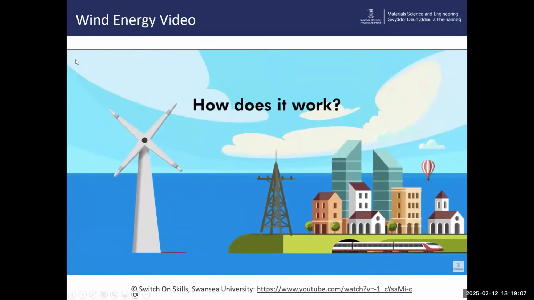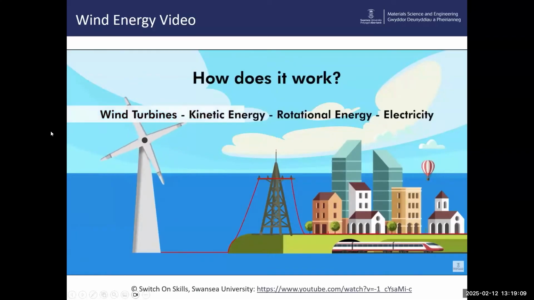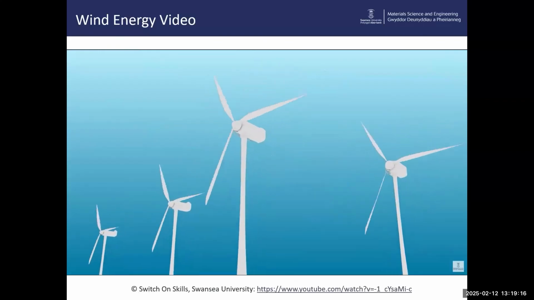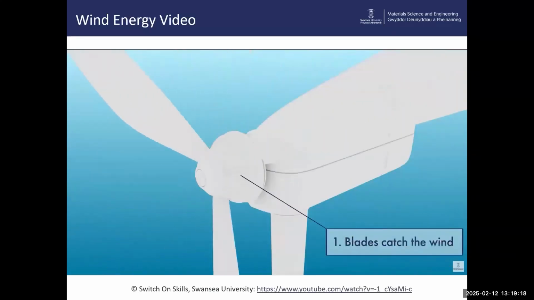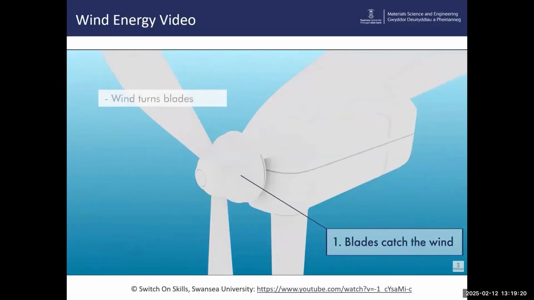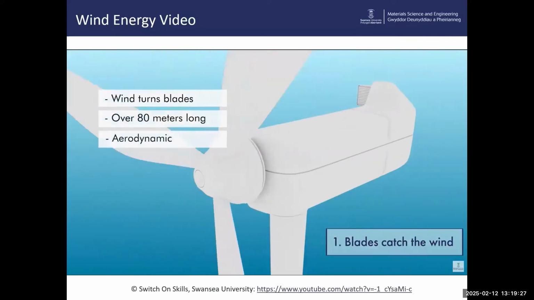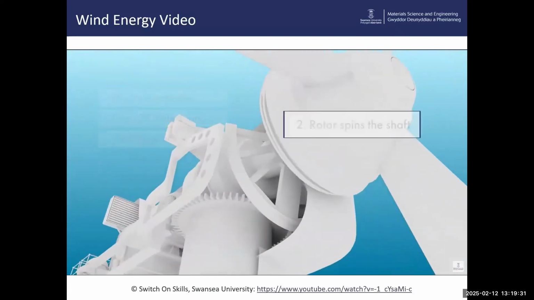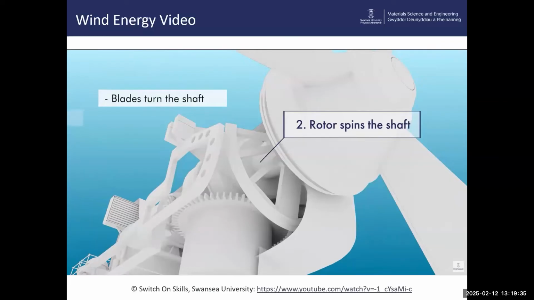Wind turbines convert kinetic energy from the moving wind into rotational energy and then into electricity. Here's a closer look at the process. Blades catch the wind. The wind turns the blades of the turbine. These blades can be over 80 meters long and are designed using advanced aerodynamic principles to maximize efficiency. Rotor spins the shaft. The rotating blades turn a low-speed shaft connected to a gearbox.